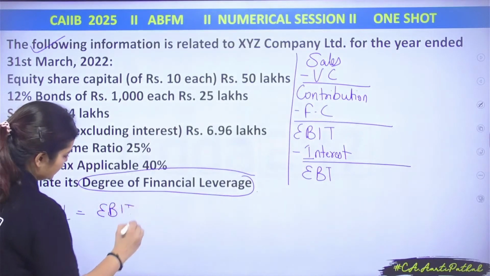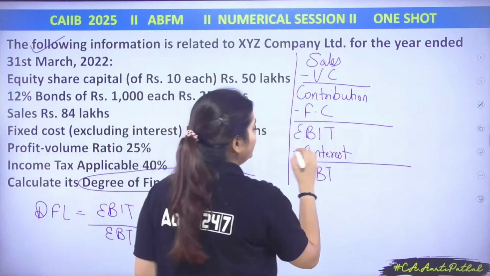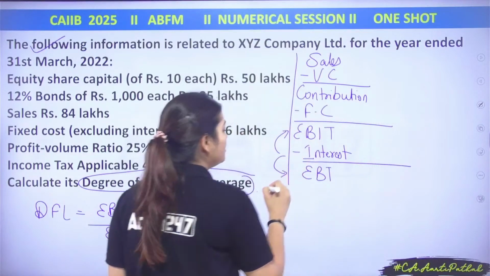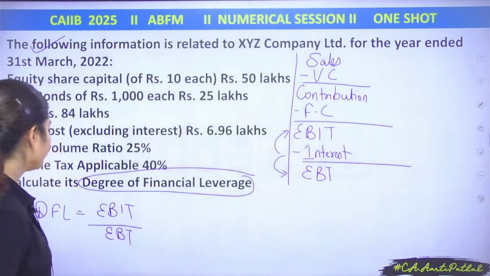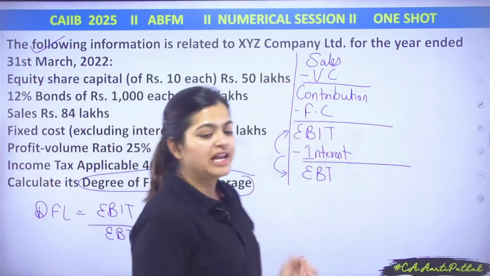So when you want to calculate DFL, you need to take EBIT divided by EBT. Means one thing above interest, one thing below interest we need to take. EBIT divided by EBT. So this is the statement we need to use.